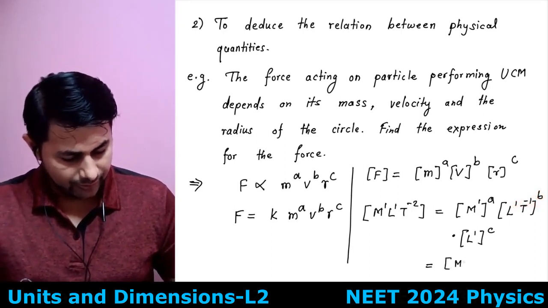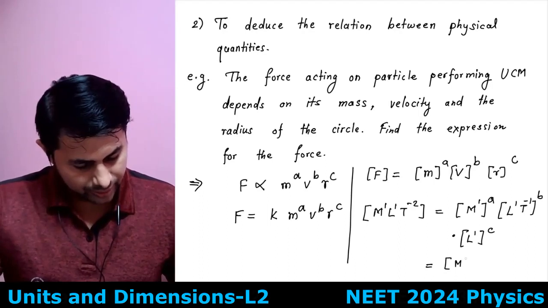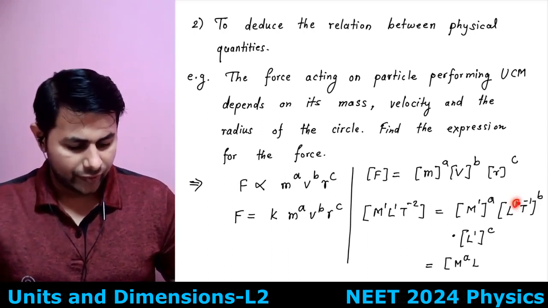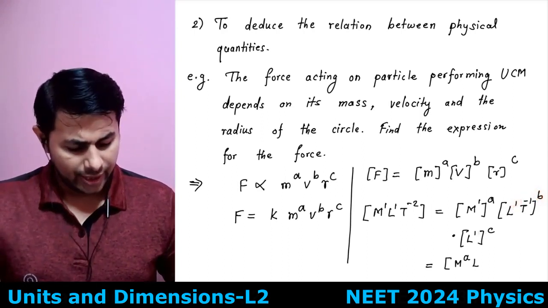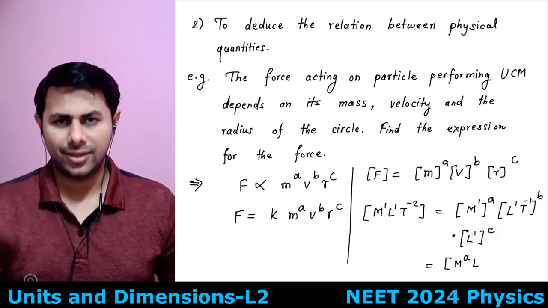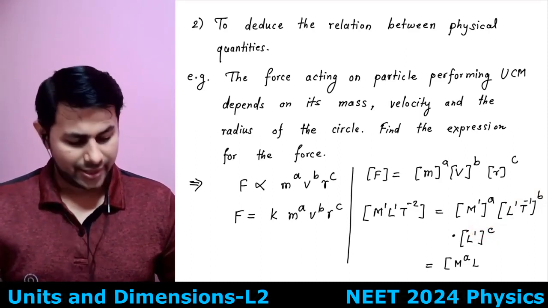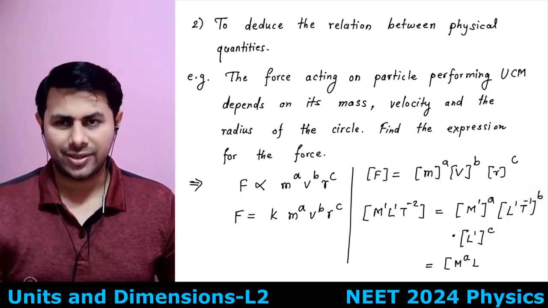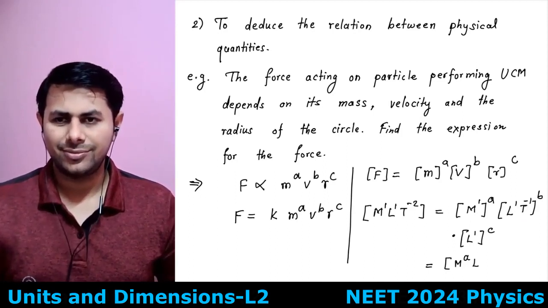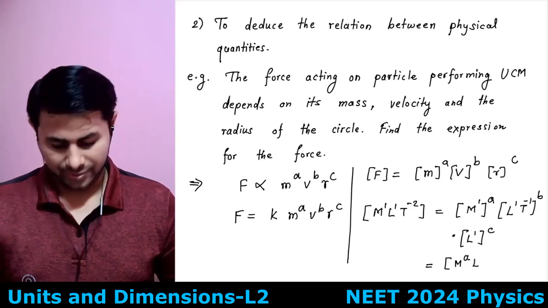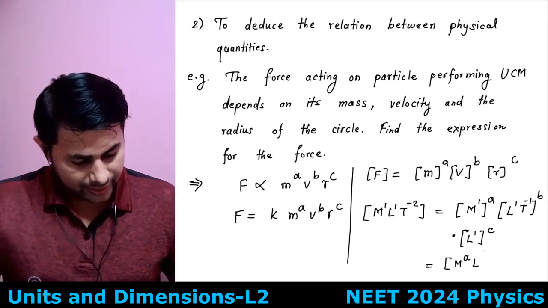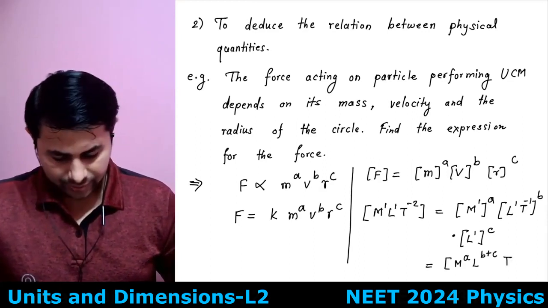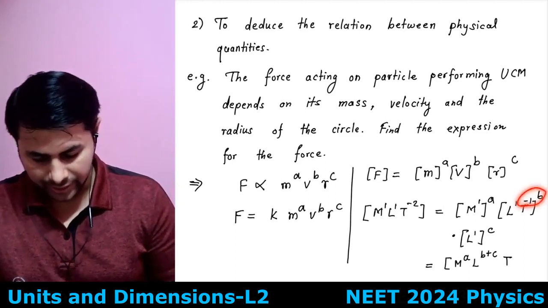So M raised to a. Then for L, we have 1b, that is b, and 1c, that means b plus c. We have L raised to b multiplied by L raised to c, that means L raised to b plus c. Yes or no? Yes, sir. Okay, so it is L raised to b plus c, and we have T raised to minus 1b, that is minus b.